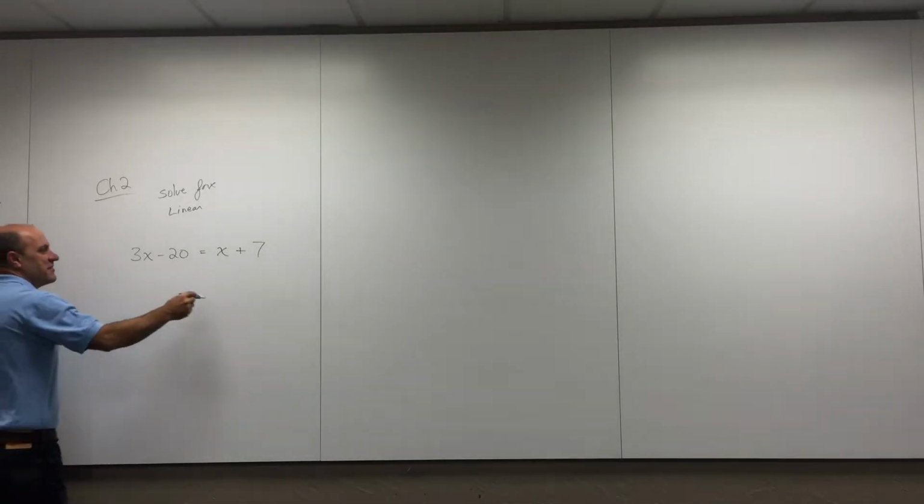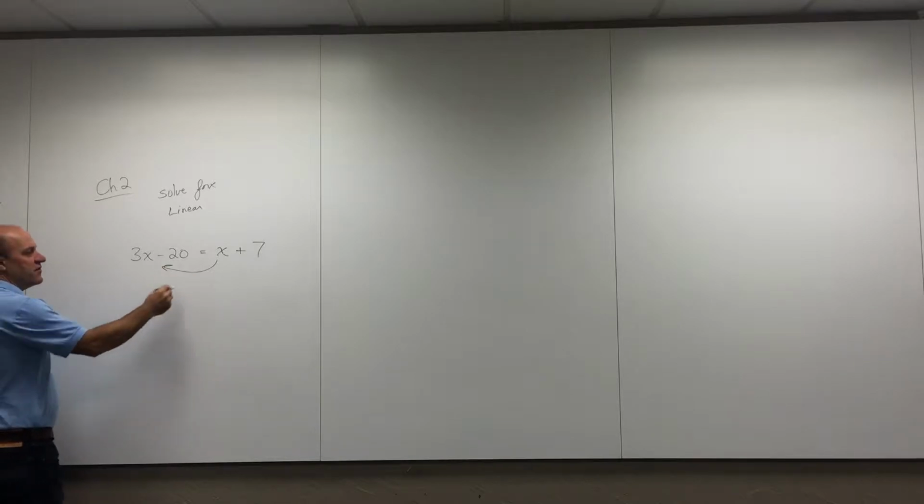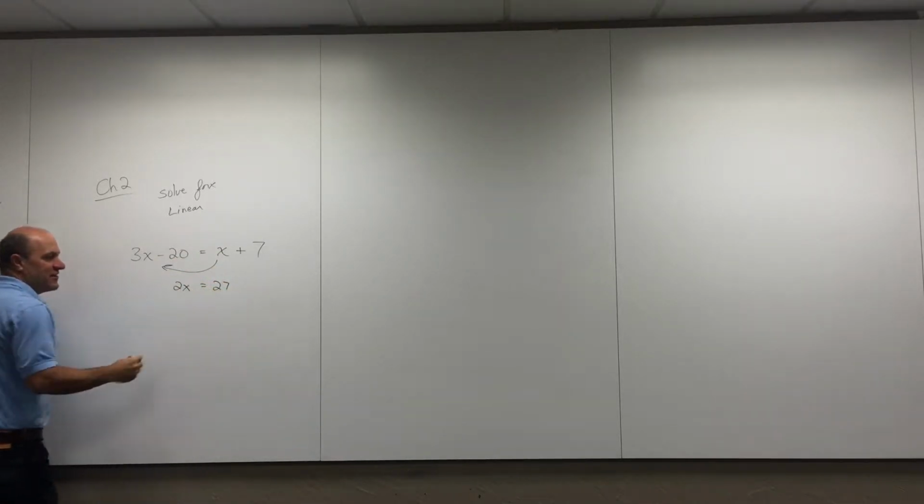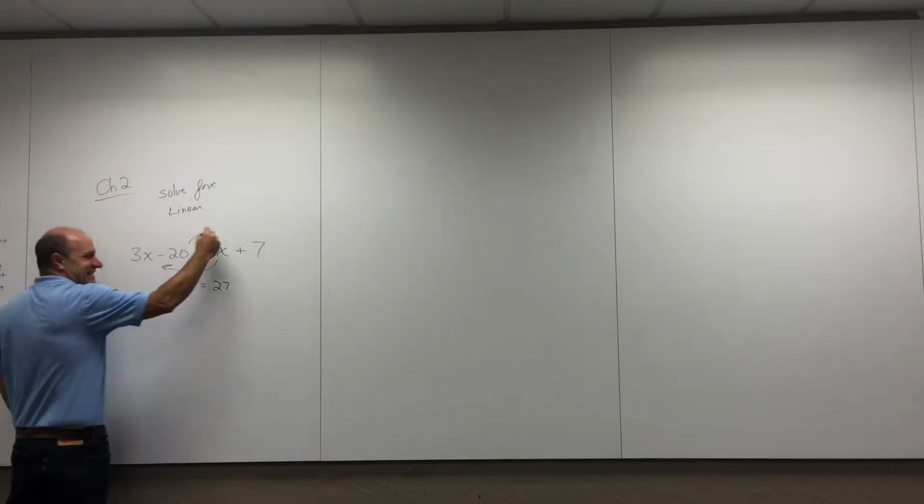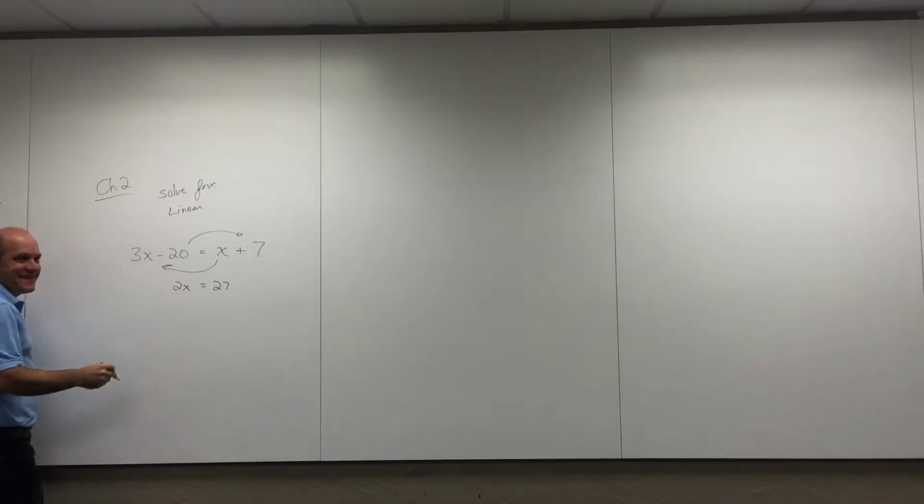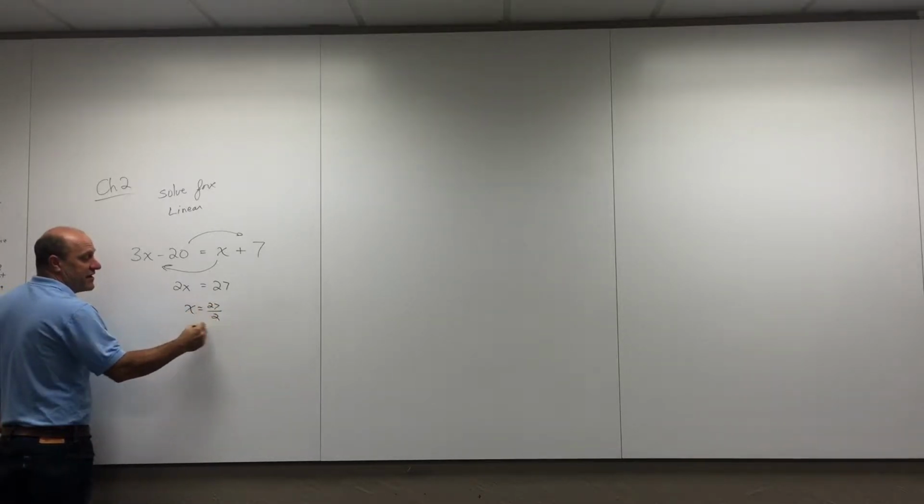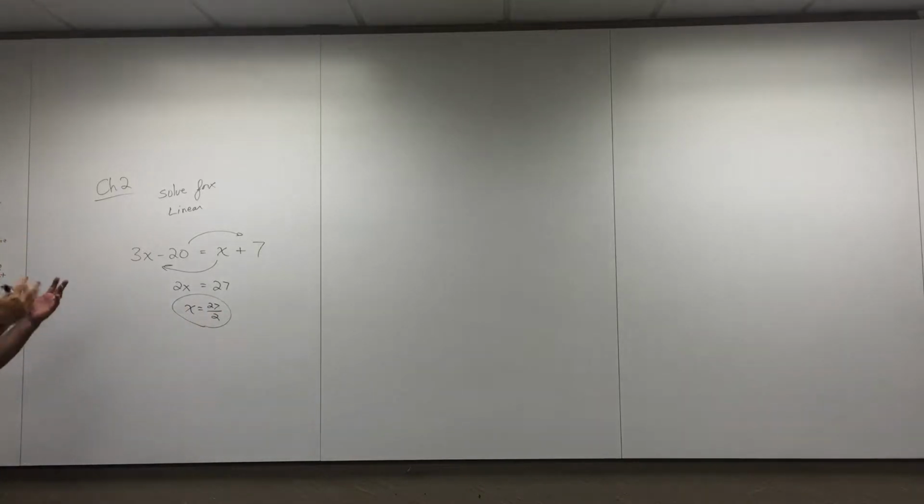You try to get x by itself. You move this x over here. That's a 2x. You add this 20 over here. Are you guys okay? It's basic algebra, solving kind of thing. Divide by 2, and here's my answer. x is 27 halves.